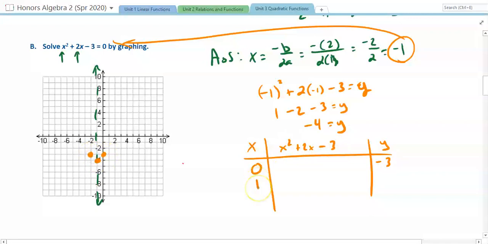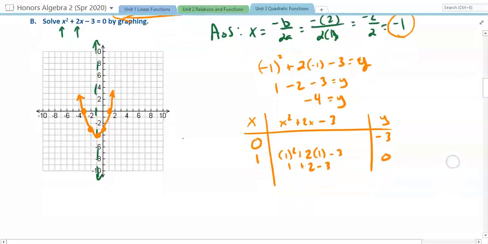We're going to plug in positive 1. And so we're going to get 1 squared plus 2 times the 1 minus the 3. Don't need a parenthesis there. And so 1 plus 2 minus 3. 1 plus 2 is 3. Minus 3 is 0. And so I end up at 1, 0. That is 2 units away from my axis of symmetry. So that's going to reflect 2 units to the other side. And this is the parabola we end up with.